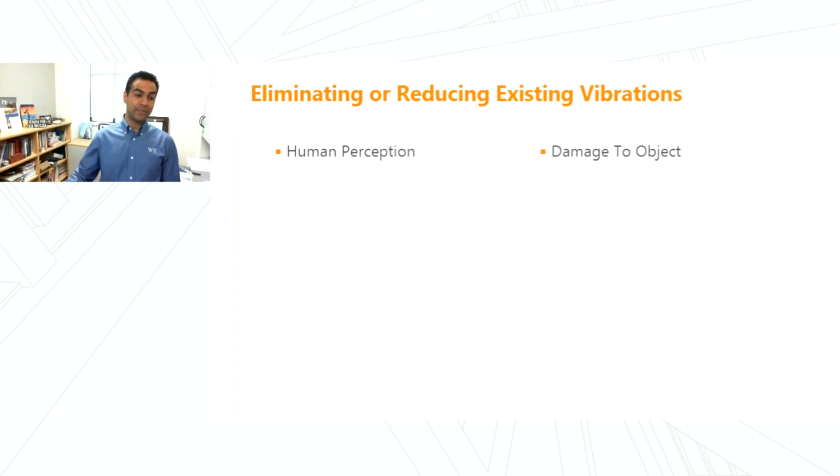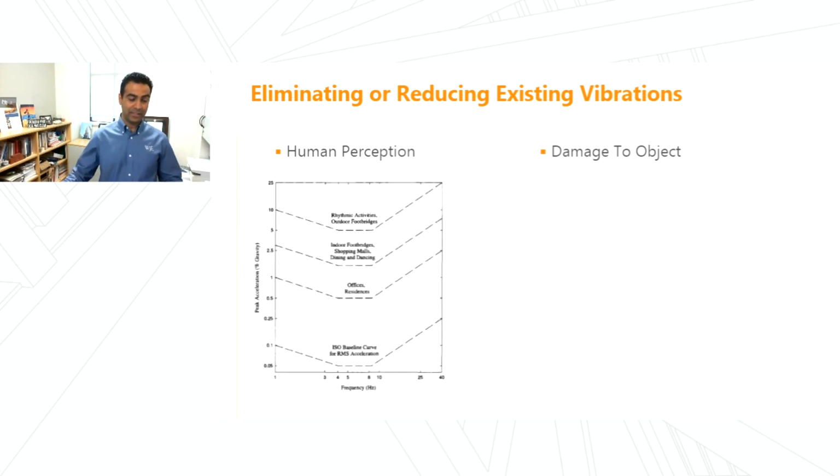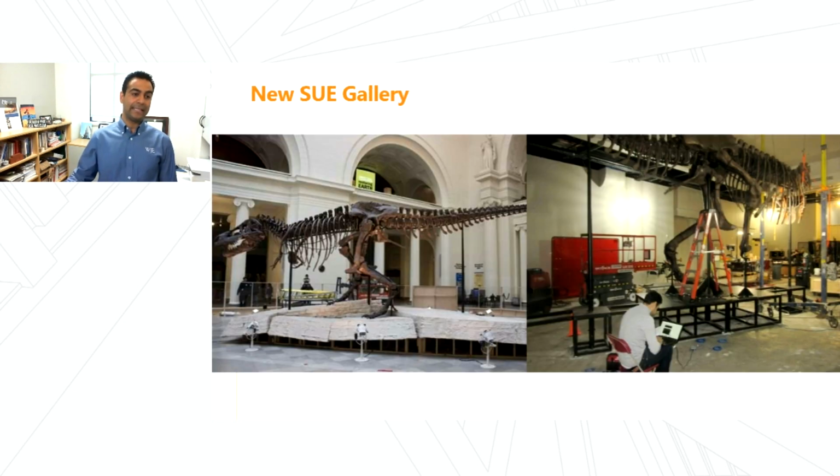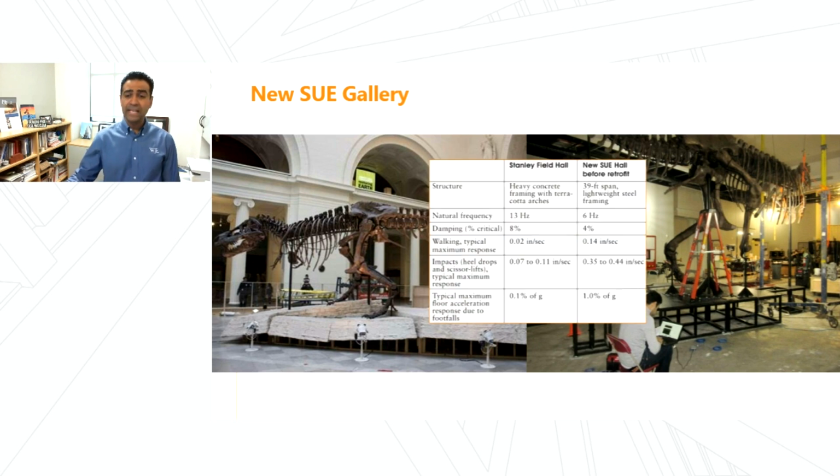So for human perception, like Rich described and Chris also alluded to, AISC Design Guide 11 is a very good document to use to address human perception. But for the object, or the T-Rex dinosaur in that case, there are no limits. This was never really done before. So what we did for that case is we went to the old Sue location, where it spent about 18 years in the Stanley Field Hall, collected some vibration measurements, and then we repeated the measurements at the new location of the new gallery. And then we did a comparison.